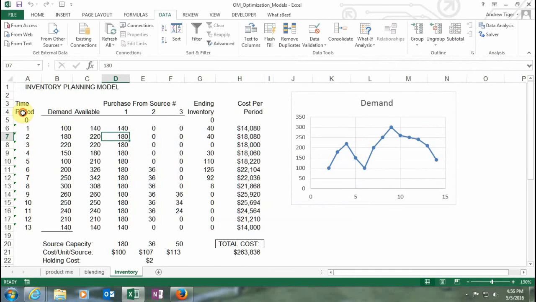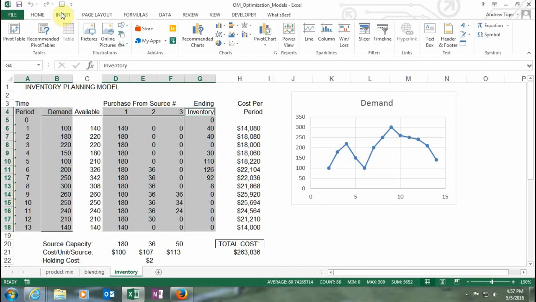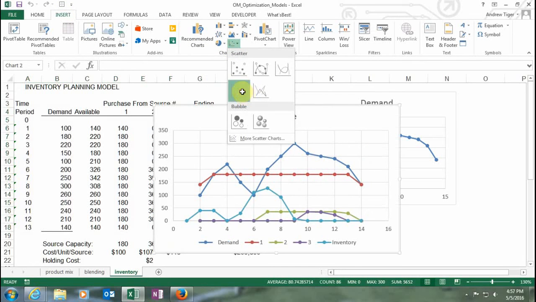Let's go ahead and plot it. I think that's interesting. So I'm going to plot this, I'm going to plot this. I'm also going to plot what I purchased. And then finally, I'm going to plot my inventory. It's going to be a little busy, but let's look at it. There you go.